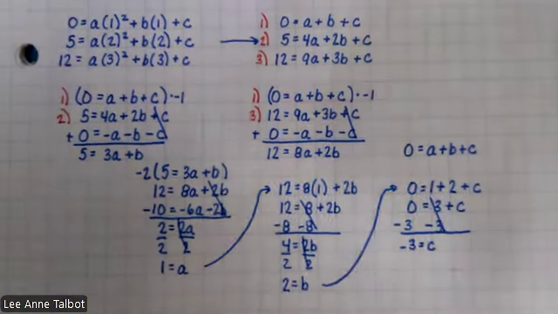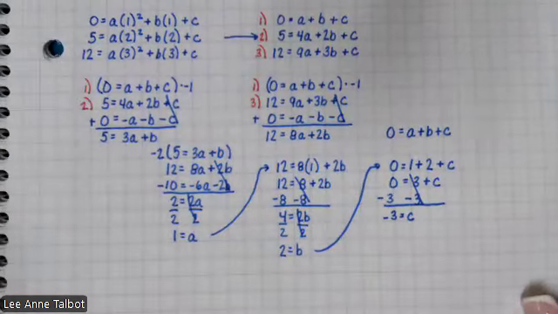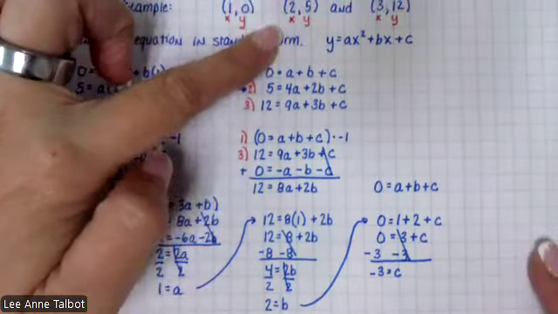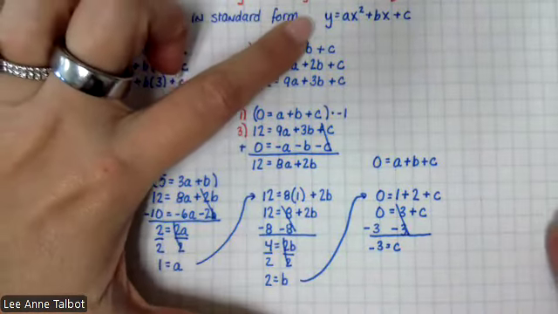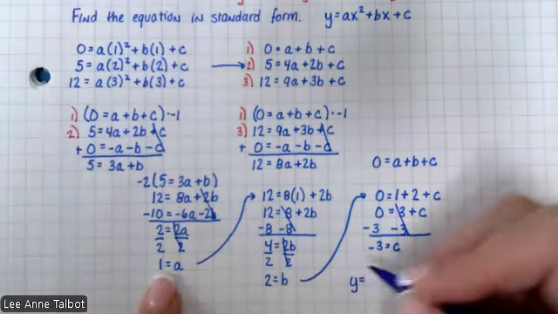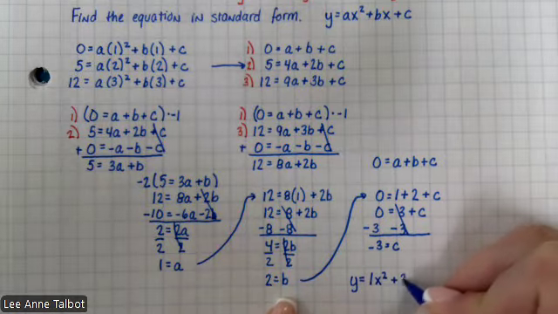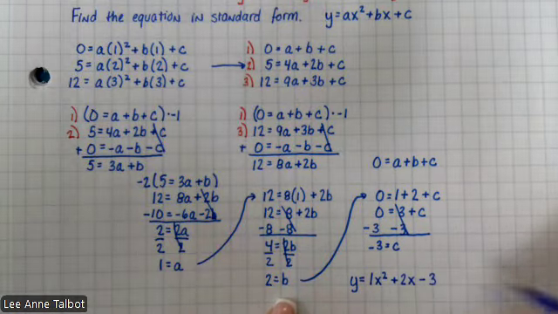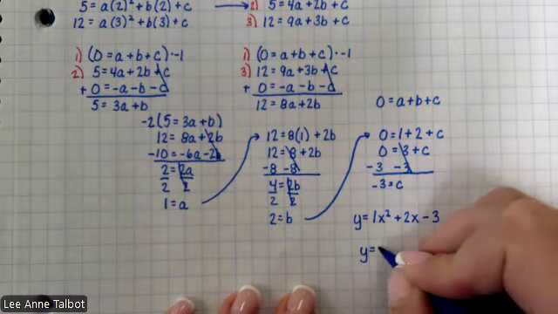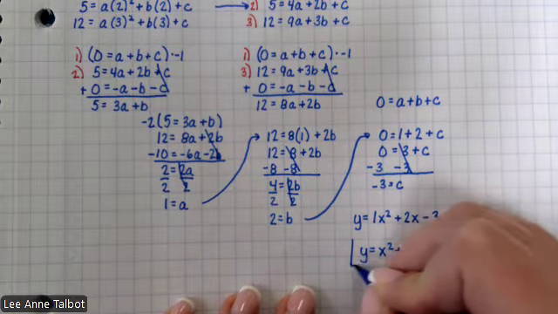Okay, now the final answer on Friday, I told you guys was a coordinate, correct? In alphabetical order. The answer in these is a little different. What you do is you take your A, B, and C and you plug it back in here to show the equation. So y equals ax squared plus bx plus c. So final answer, y equals x squared plus 2x minus 3.